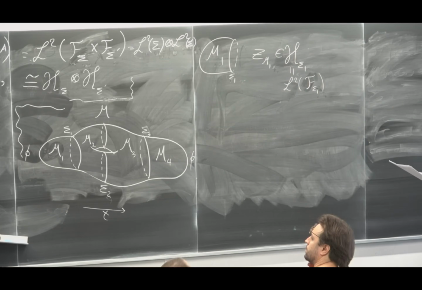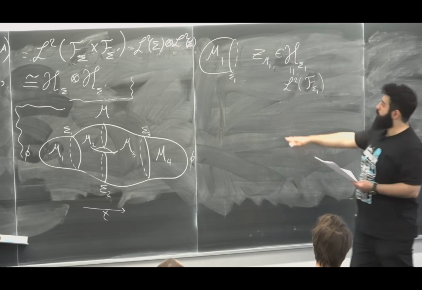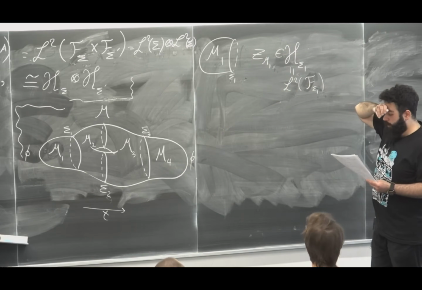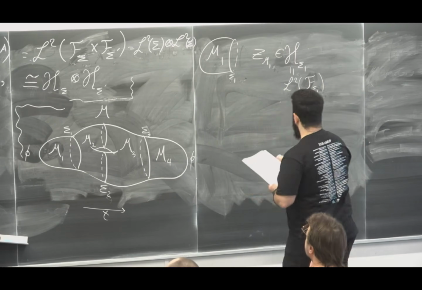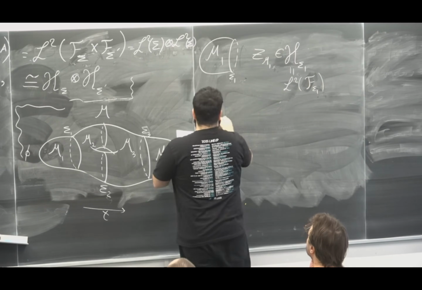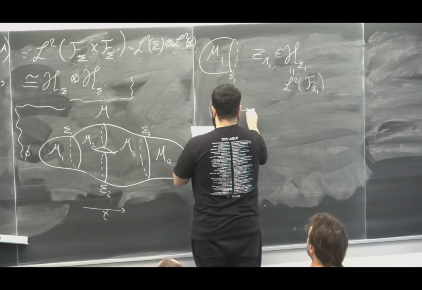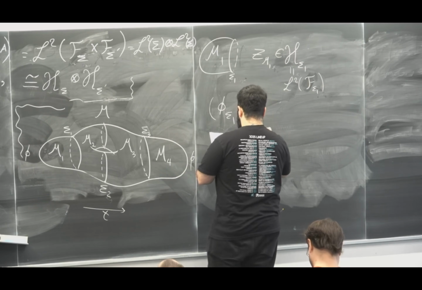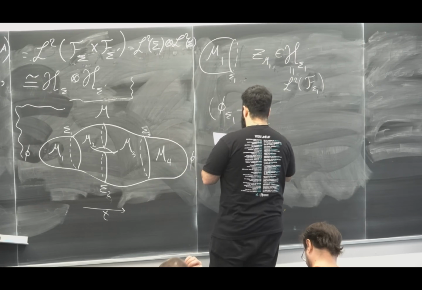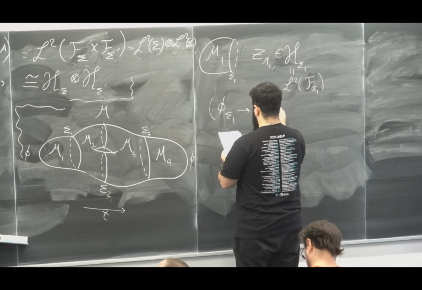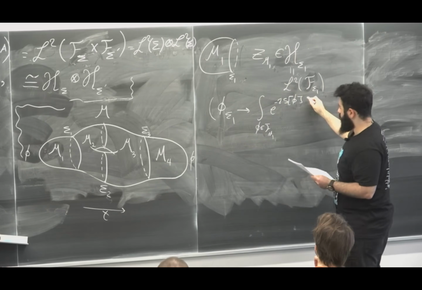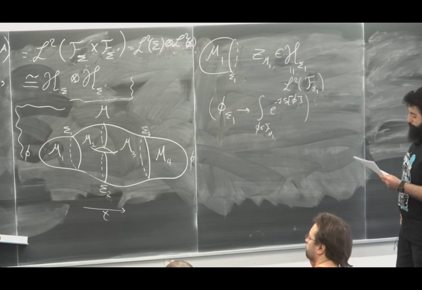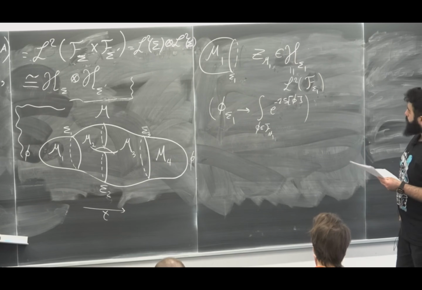And so what my partition function does is take a phi associated with sigma 1 and spit out that expression with the integral. So I'll just write it down because it'll be easier. It takes phi associated to sigma 1 and gives me this integrated over phi's, which are elements of F on my manifold, e to the minus i S of phi. This is what my partition function is going to do.